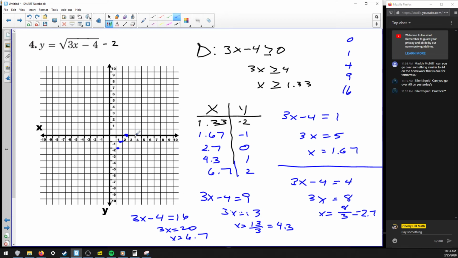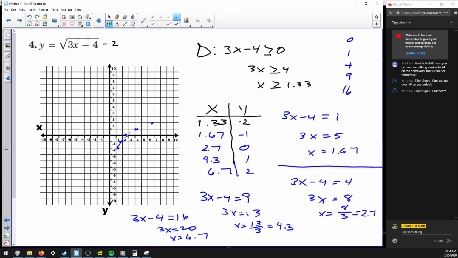Okay. 4.3 is a little bit after 4. That's going to go up to 1. Okay. And then 6.7 is all the way over here, close to 7, and that's going to go up to 2. Okay, so you see I'm getting that same shooting star, but this one starts a little lower because of the -2, and it's kind of really crunched together and slid a little bit over to the right because of what's going on in here.